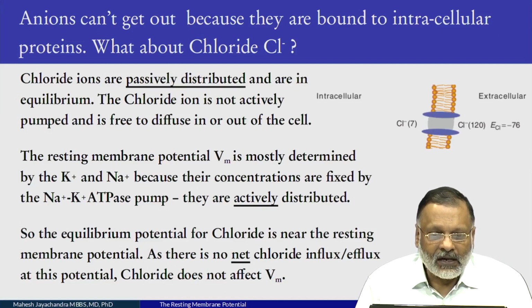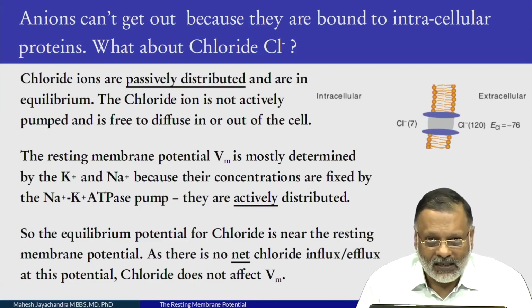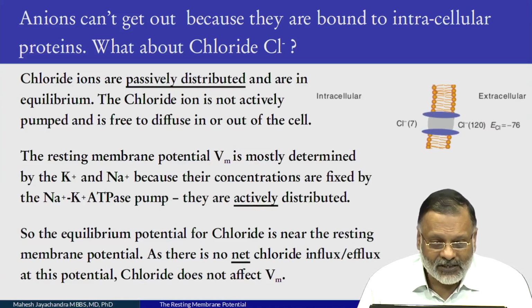Okay. So anions can't get out because they are bound to intracellular proteins. Proteins are too big, they can't get out. So what about chloride? What happens with chloride? Chloride ions are passively distributed and are at equilibrium. It's not actively pumped, and it can freely go inside and outside of the cell.